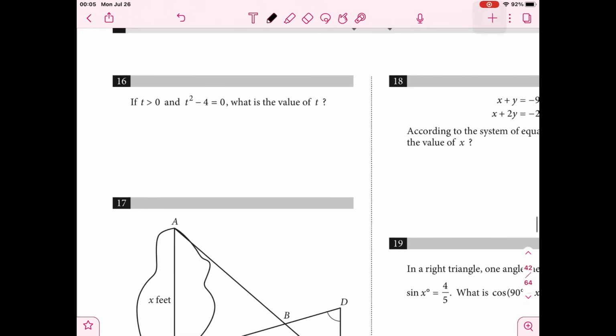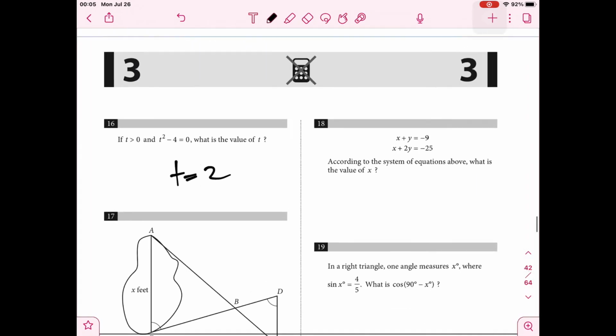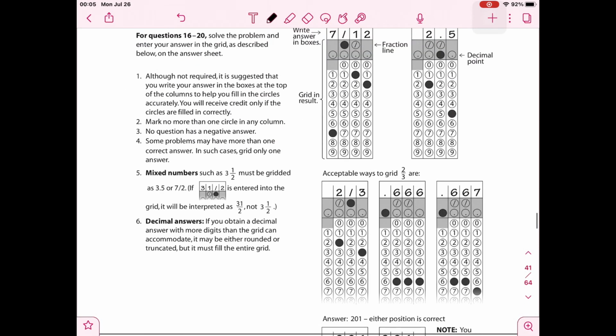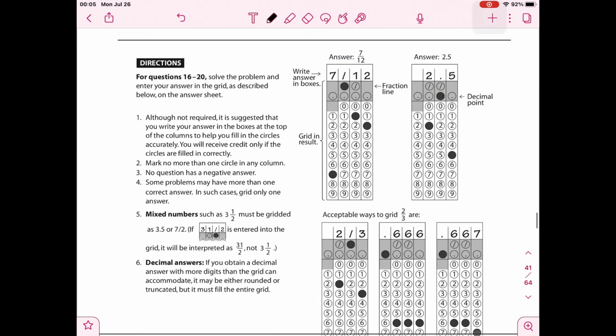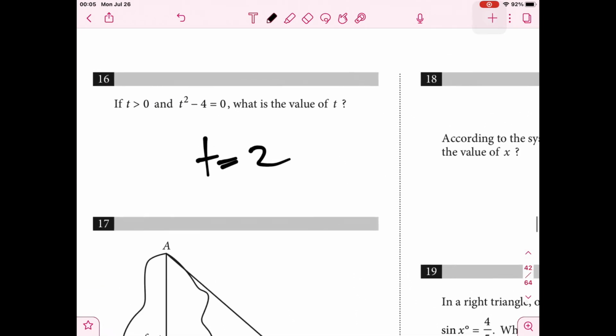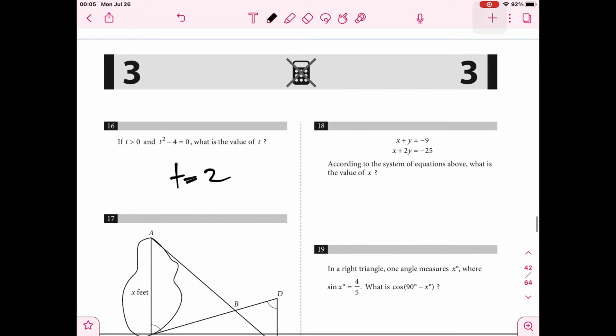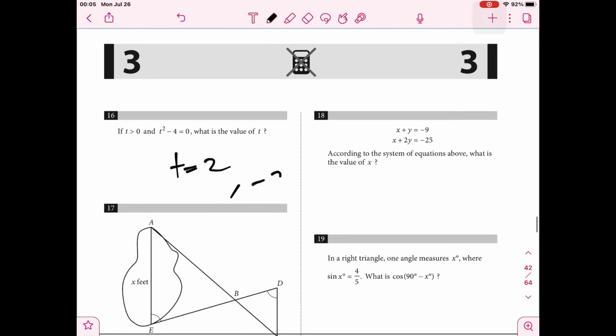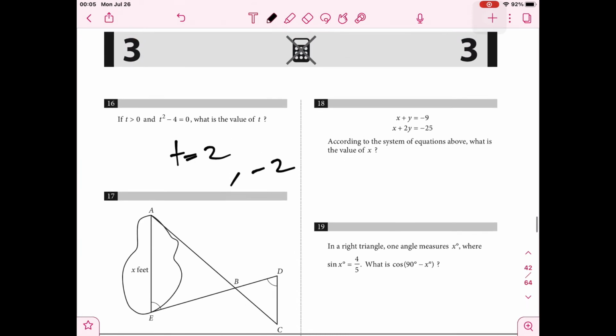Grid-ins. t is greater than 0 and t squared minus 4 is equal to 0. What's the value of t? t is equal to 2. I don't think you can add negative values. I don't remember. Negatives? Are negatives an option? I mean, I know t is a value, but it could be negative t as well, but I don't think you're allowed to. Oh, it says greater than 0. My bad.